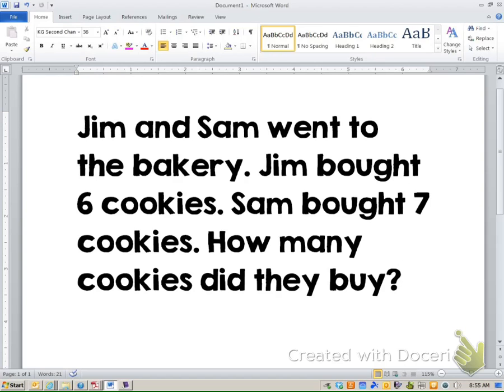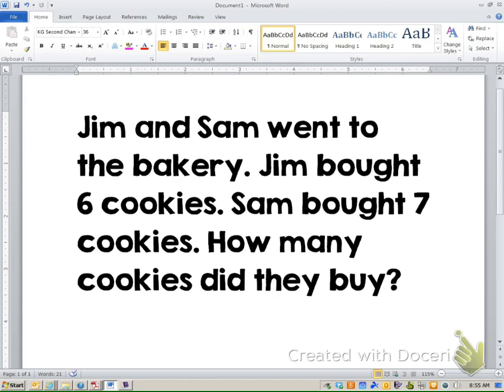So the first problem says, Jim and Sam went to the bakery. Jim bought 6 cookies. Sam bought 7 cookies. How many cookies did they buy? The first thing we want to do here is reread the problem. And after we reread the problem, we want to visualize what we see and what we read. So let's reread it one more time and visualize at the same time.